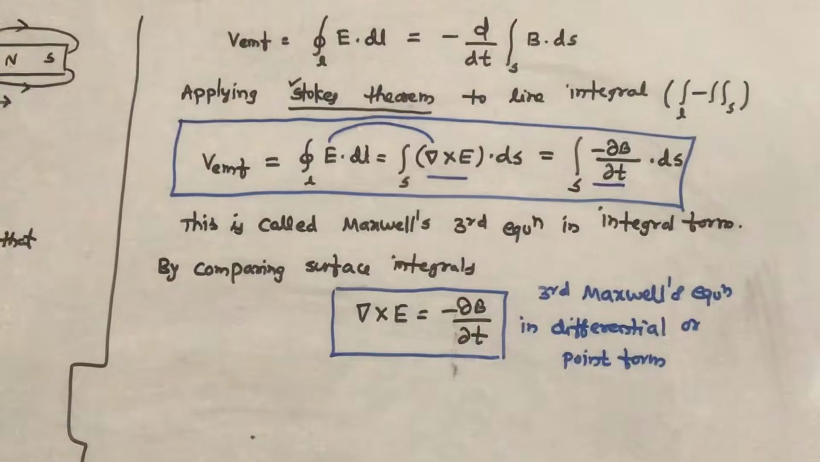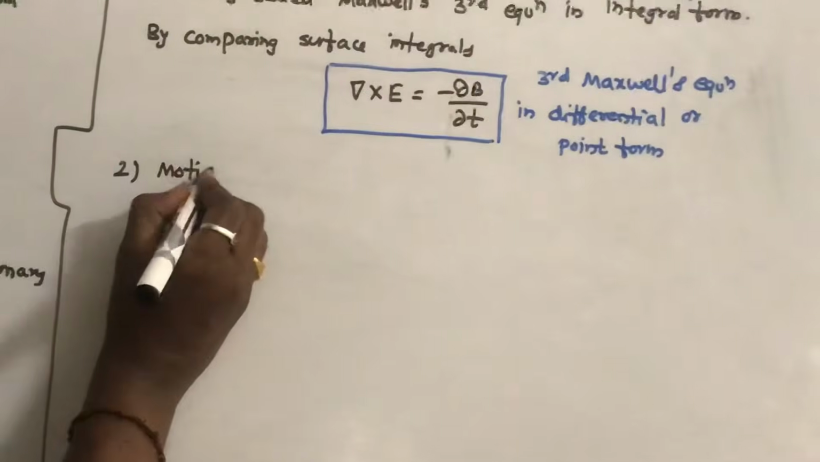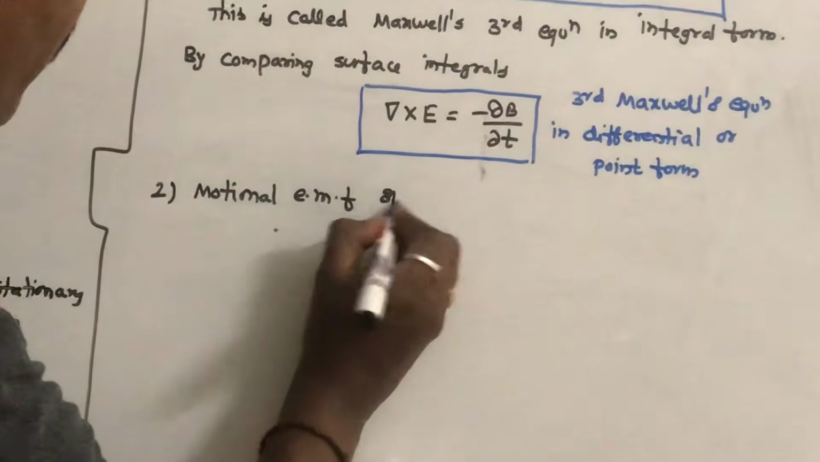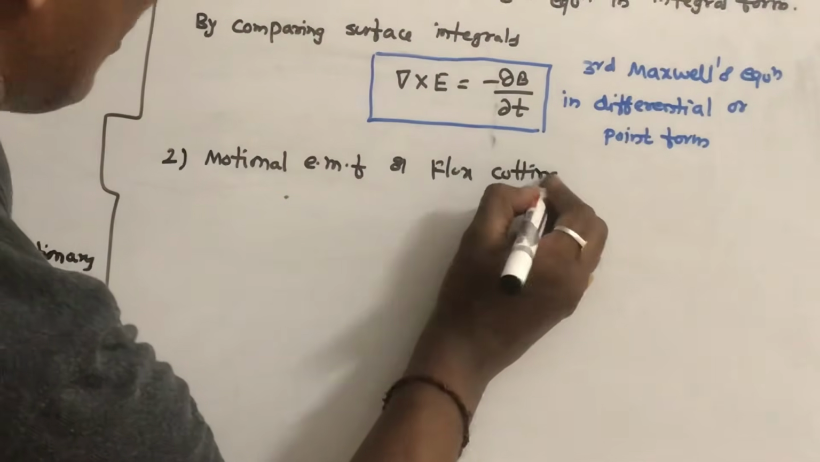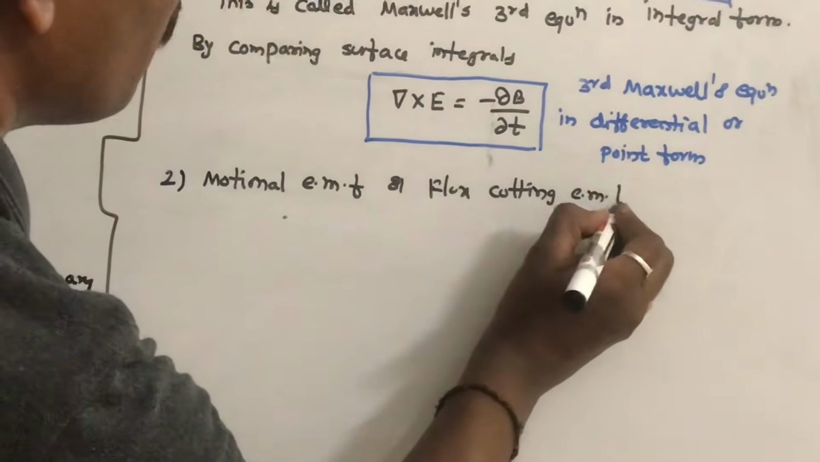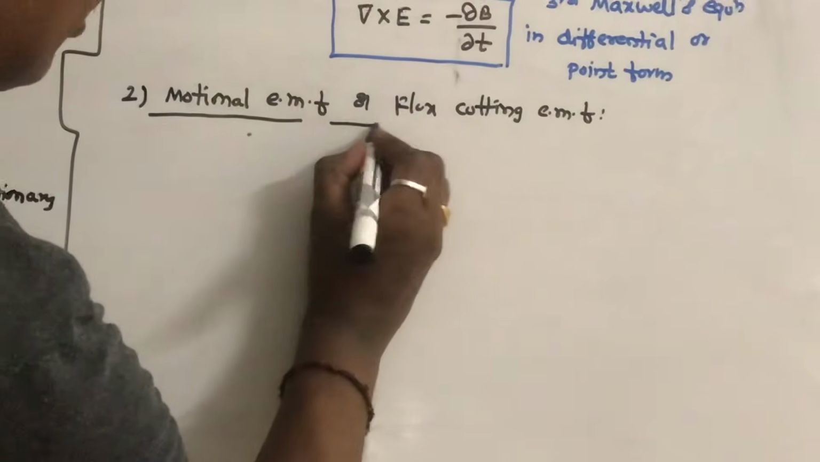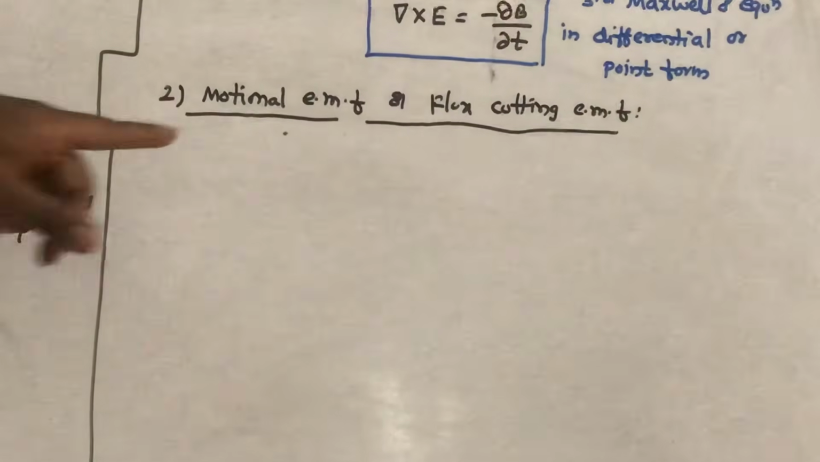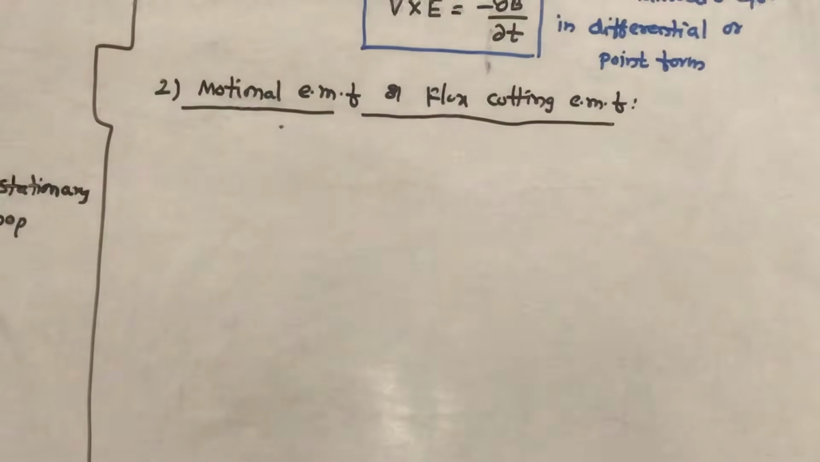The second kind of EMF is motional EMF. What is the second kind of EMF? Motional EMF, or the other name of motional EMF is flux cutting EMF. The motional EMF is also called flux cutting EMF. The name itself indicates motional EMF. Motion means the loop is moving in a stationary magnetic field.